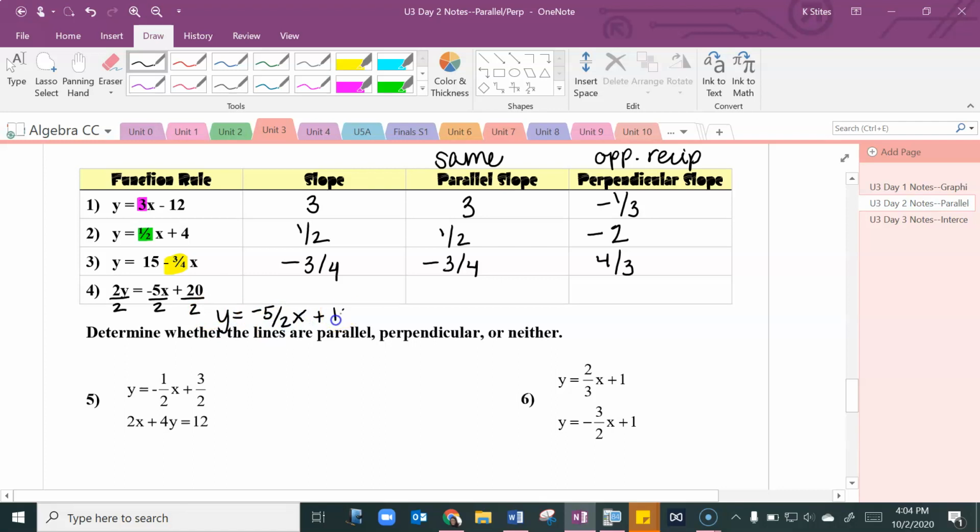20 divided by 2 is 10. So now we can identify the slope. The slope isn't -5, it's really -5/2. Again, parallel slope is exactly the same. And perpendicular slope, change the sign to a positive, flip the fraction over.